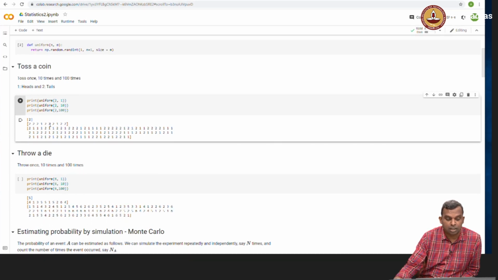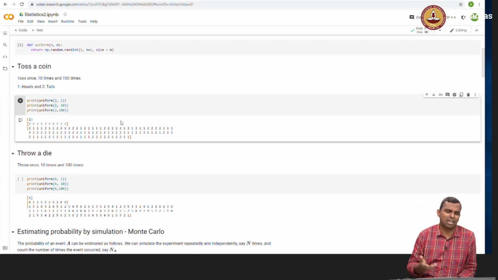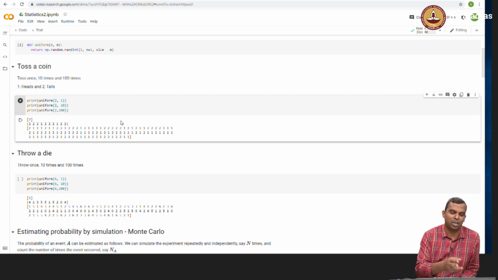The next 10 tosses resulted in so many 1s and so many 2s, and then the 100 tosses resulted in so many 1s and so many 2s. Once again, remember, 1 is my code for heads, 2 is my code for tails. It's easier to use 1 and 2 in computer programs as opposed to H and T. It's not very hard to do the translation, but this is easy enough.